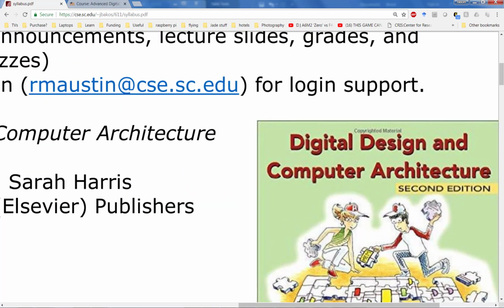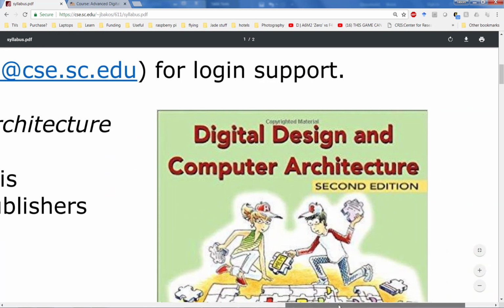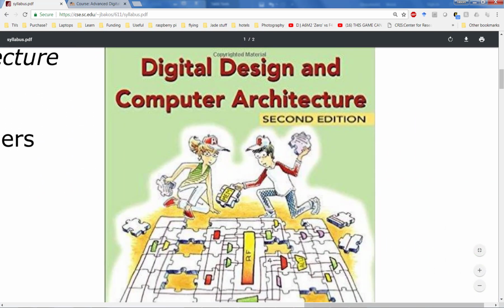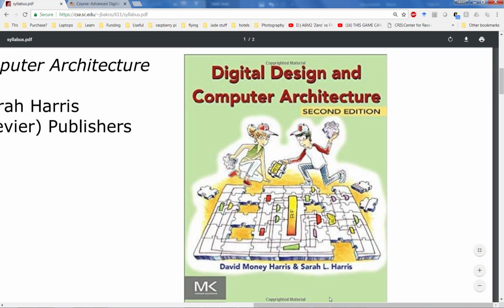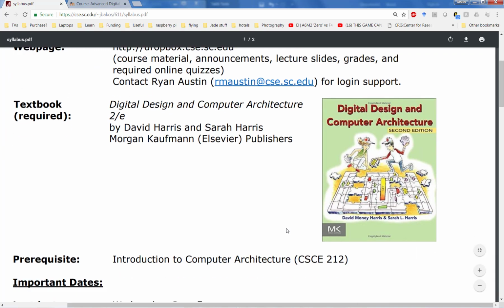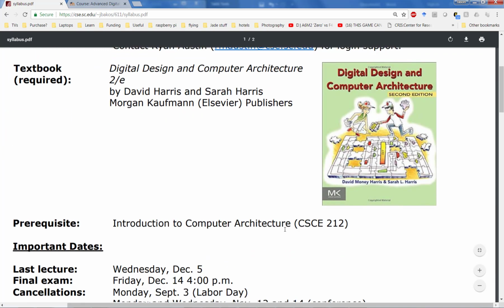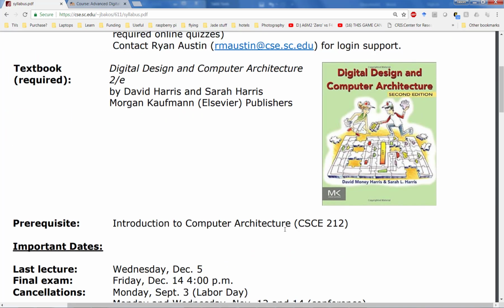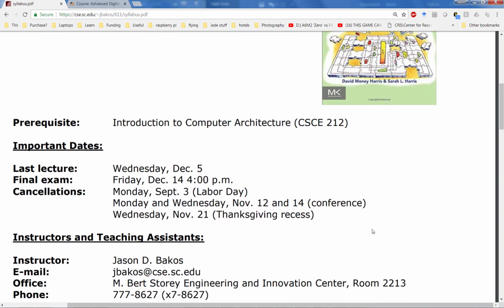The course textbook is Digital Design and Computer Architecture, 2nd edition by Harris & Harris. And unlike in previous semesters, this textbook is required. Previously, it was optional, but it is required this semester. The prerequisite for this course is CSCE 212, Computer Architecture. If you haven't taken this prerequisite course, please contact me.